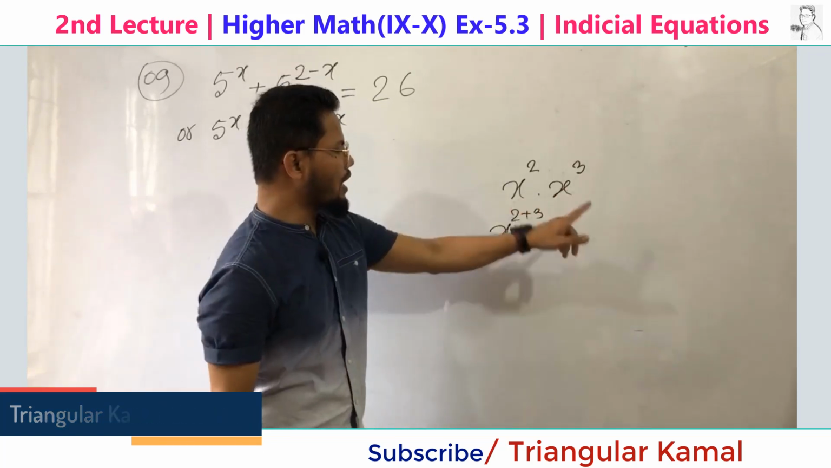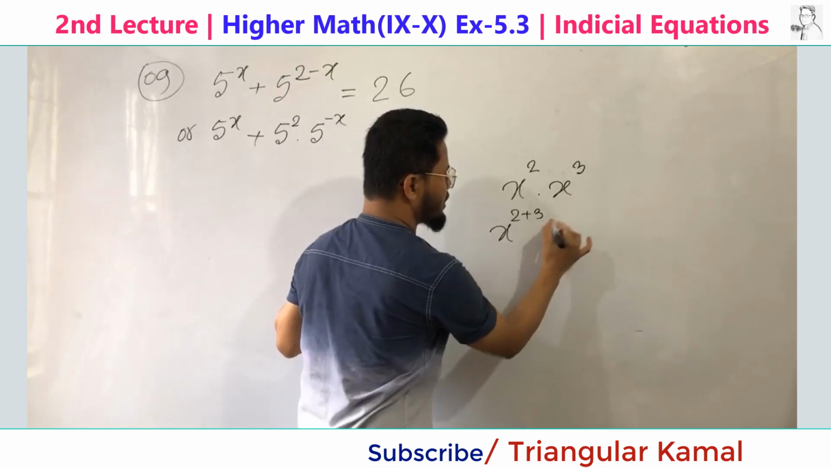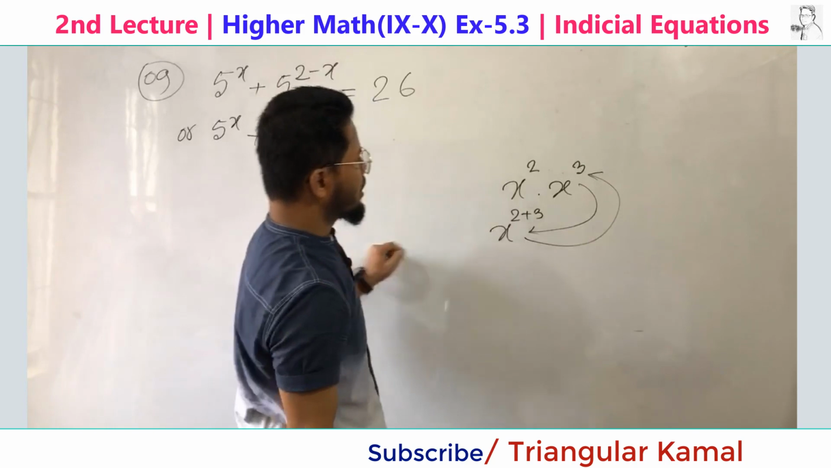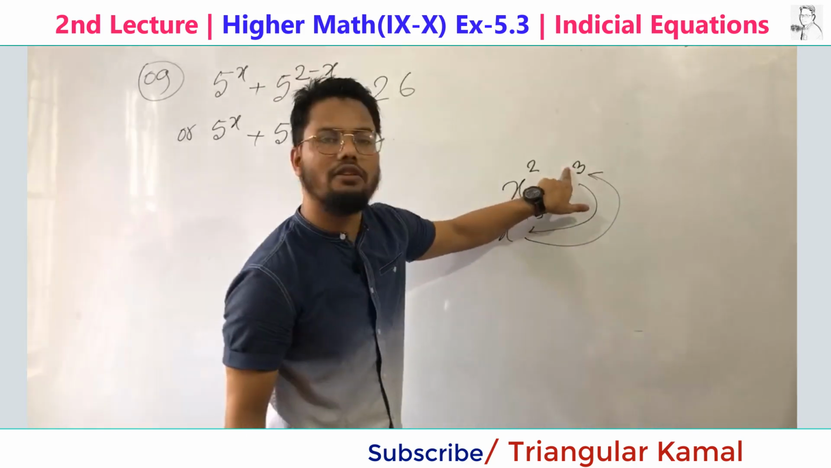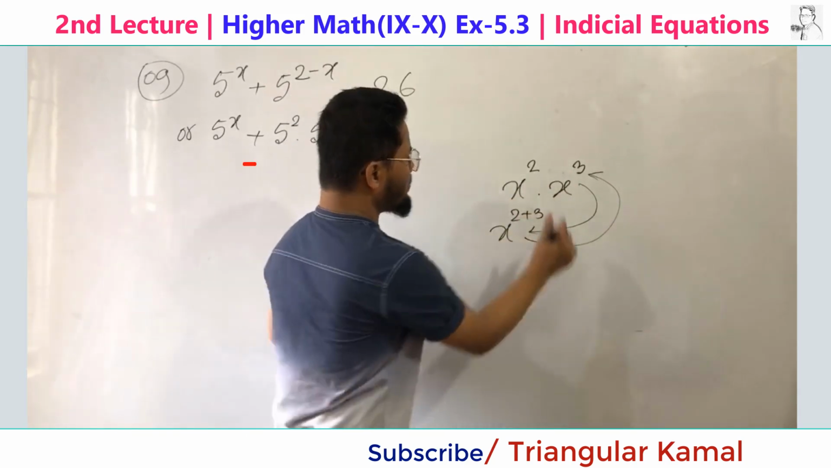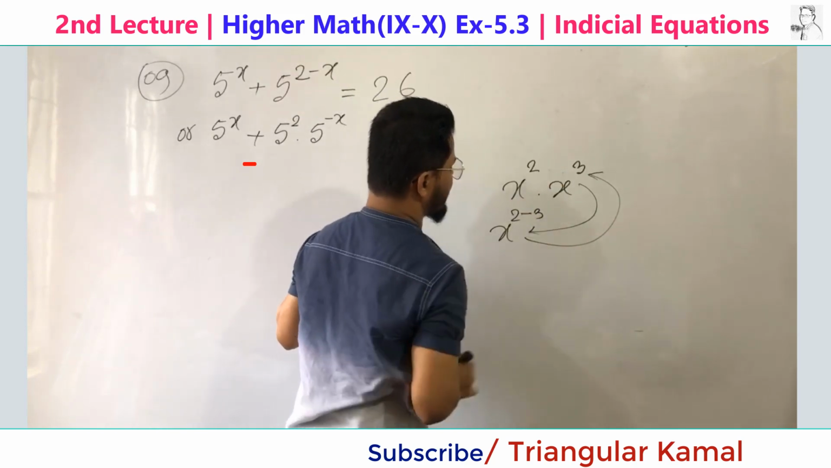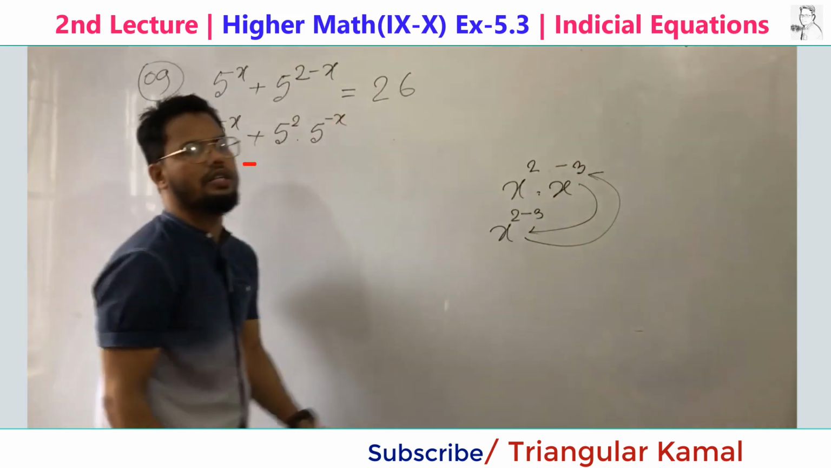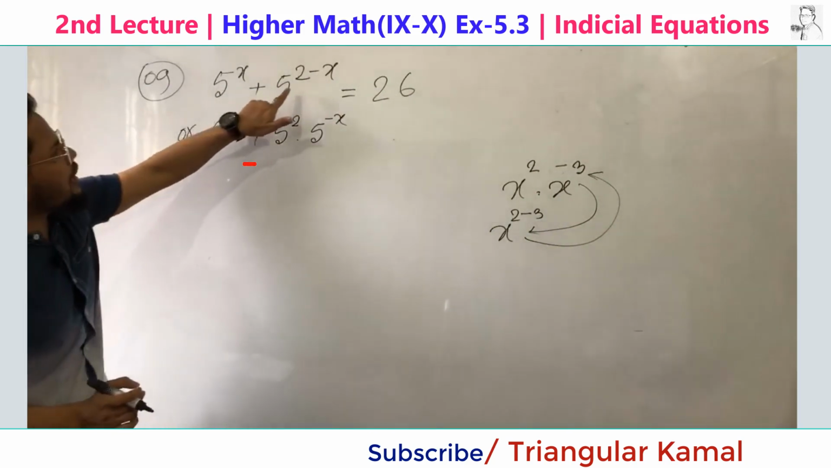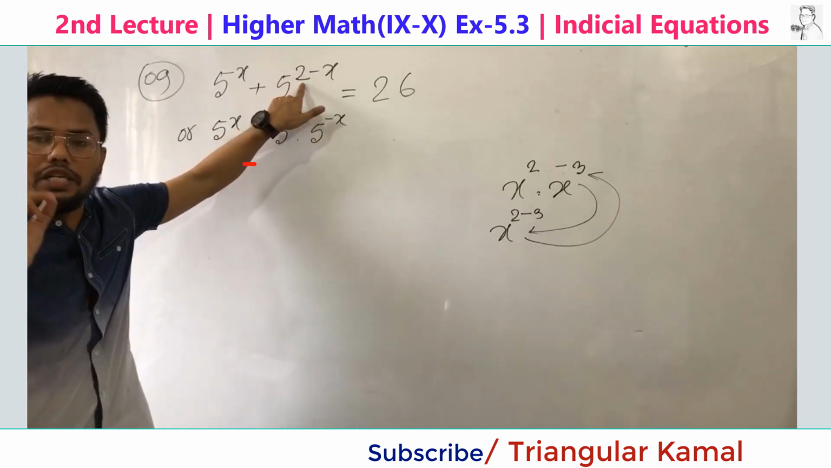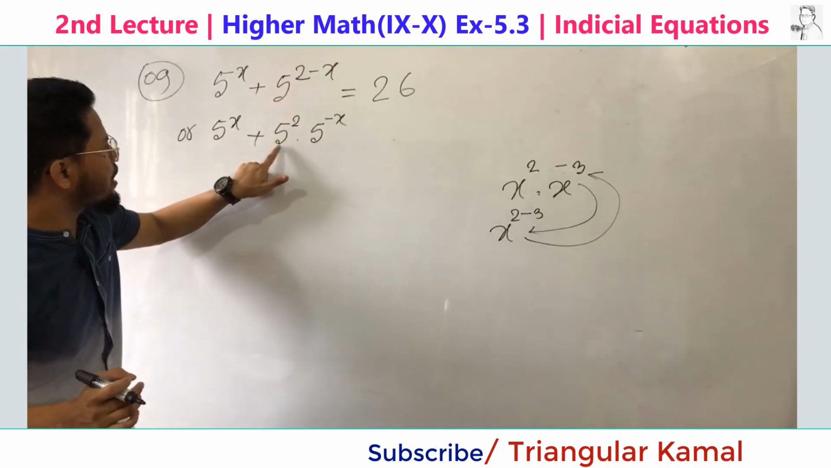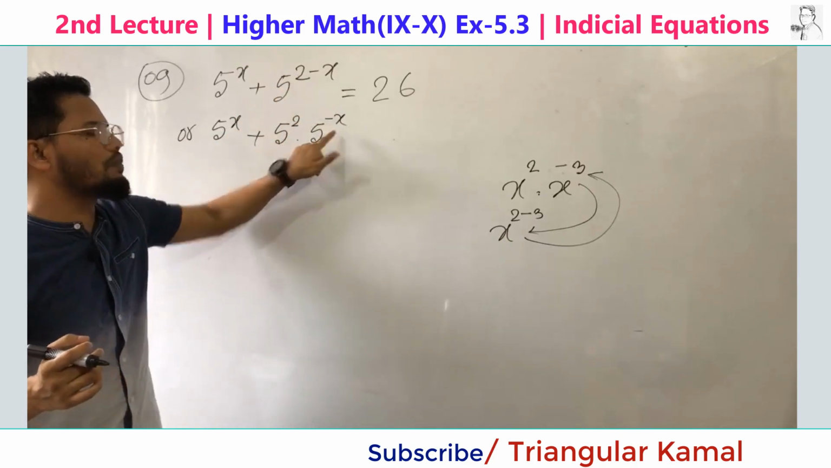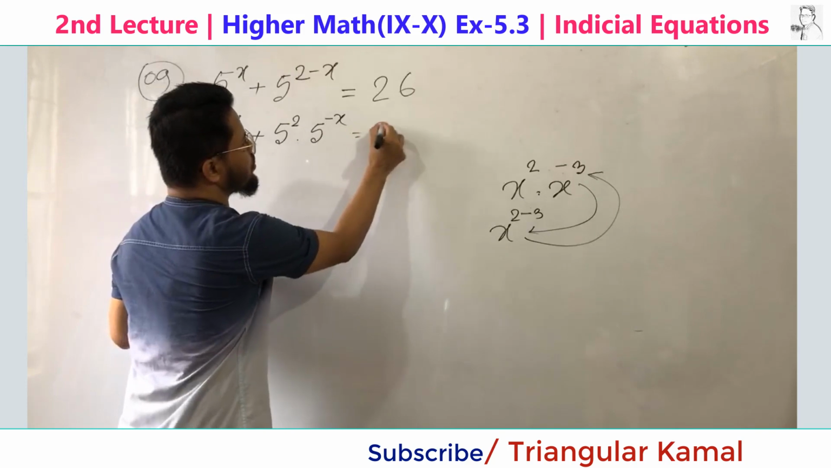This is simple multiplication. So when we can convert this one into this form, definitely we can convert this one into this form. This is plus, that's why we did not write an invisible plus. But if this one is minus, that means the first one is plus 2, the second one is minus 3, then you have to mention minus here. So similarly we have done here 5 to the power 2 minus x, that means 5 to the power 2 and 5 to the power minus x. And this 26 remains here.